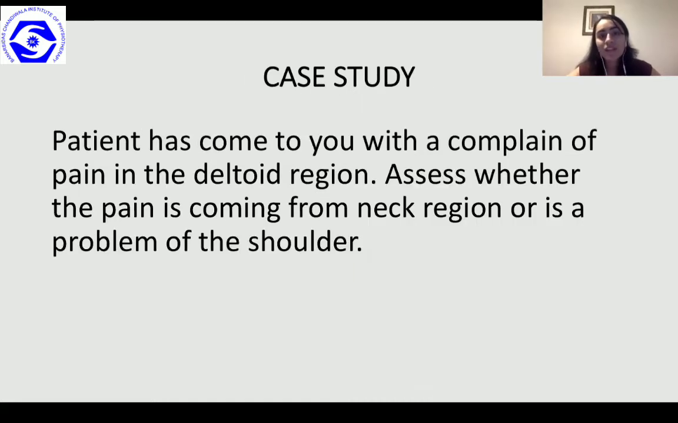So now we will discuss a case study which will help us determine how we can assess if the patient is having a nerve root problem, or a peripheral joint problem, which can be any joint like shoulder, elbow, hand, hip, knee, or ankle. In this, the patient has come to you with a complaint of pain in the deltoid region, and you have to assess whether the pain is coming from the neck region, like a radiating pain, or it is a problem of the shoulder itself, like a problem in one of the muscles or ligaments of the shoulder.